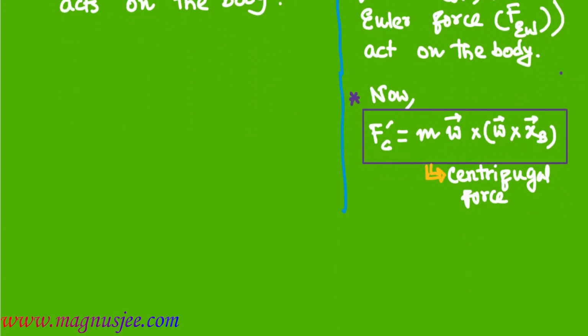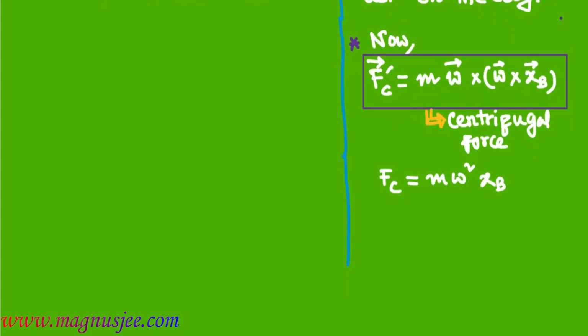It should be vector Fc prime on the left hand side. Now the expression of Coriolis force is vector F Cori. The magnitude of the centrifugal force is m omega square xb, that is mass into square of angular velocity omega into xb, the perpendicular distance of the body from the axis of rotation.